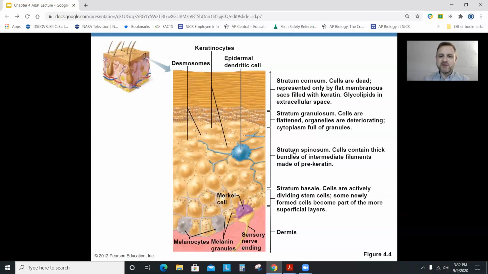In the spinosum, you can have keratinocytes, the cells that produce keratin. You can have these epidermal dendritic cells. These are cells that monitor your skin for any infections.